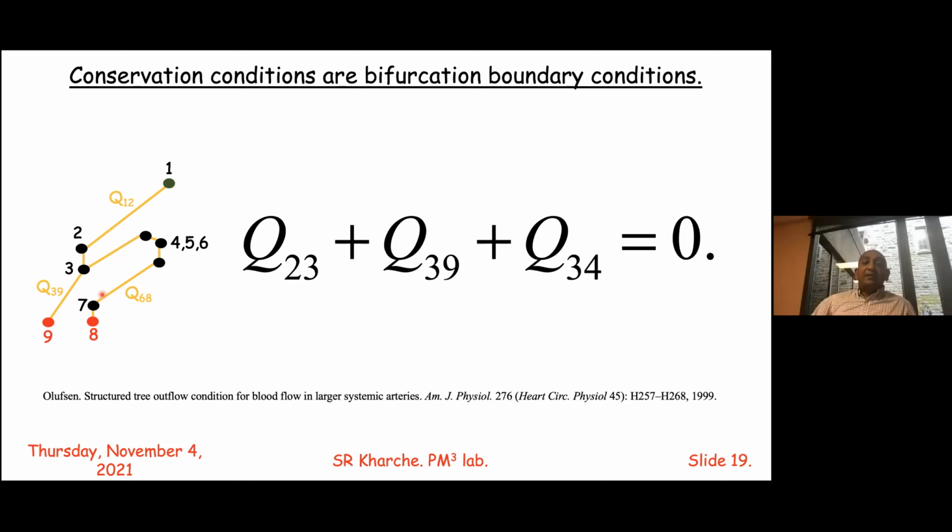Okay, and a very elegant description is given by Matthew Olufsen in a 1999 American Journal of Physiology paper. And I strongly suggest that you pass through at least its introduction, its discussion, its conclusions, its references even. So Matthew Olufsen's AJP paper, I thought, was quite nice in describing the boundary conditions at bifurcations.